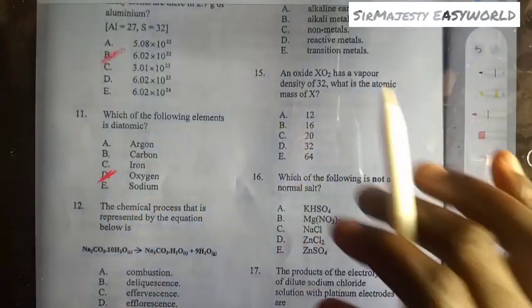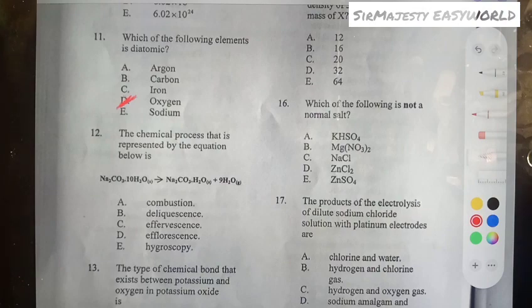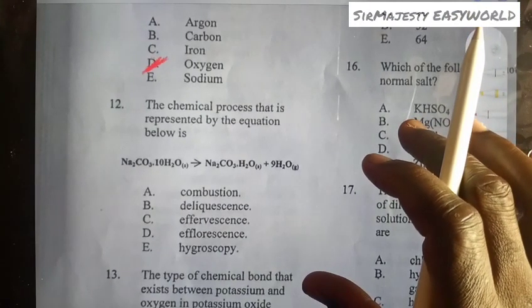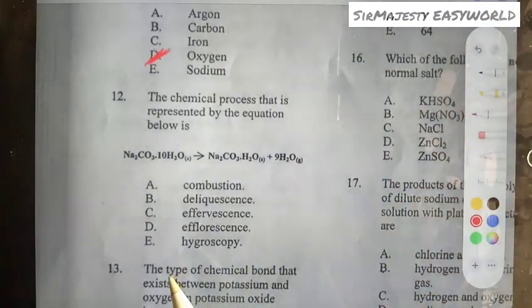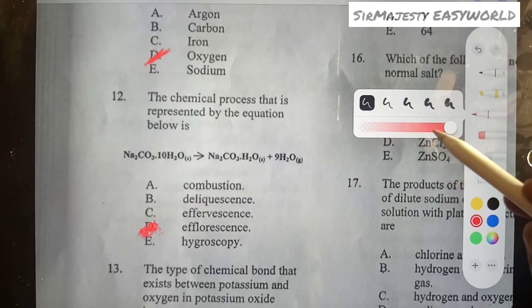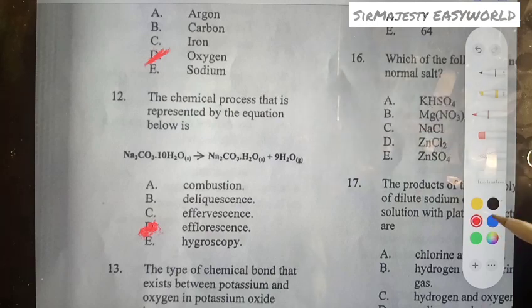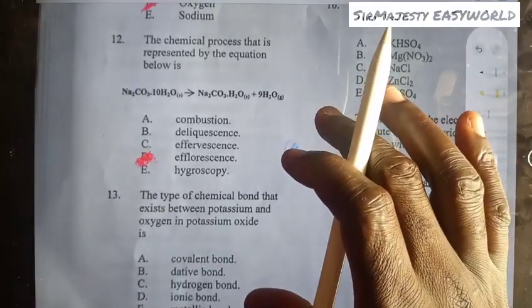So oxygen. Then the chemical process that is represented by the equation below is sodium trioxocarbonate(IV) decahydrate changing to sodium trioxocarbonate(IV) monohydrate and 9 water. That is what we call efflorescence. It lost water of crystallization. I think I go with this blue. So efflorescence, remember, is loss of water of crystallization, and washing soda is sodium trioxocarbonate(IV) decahydrate.